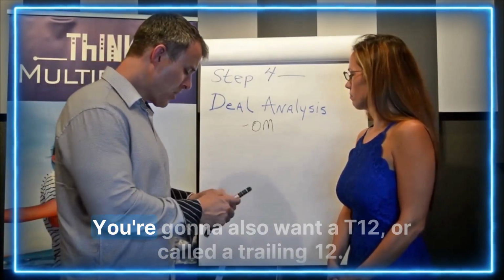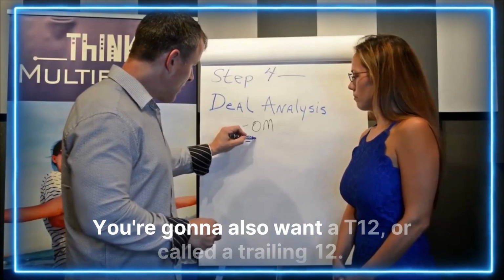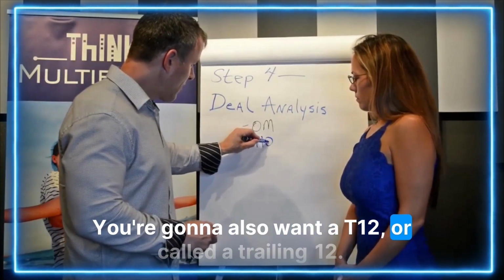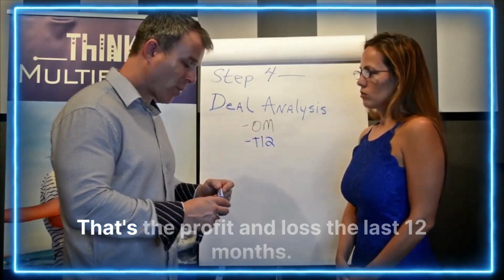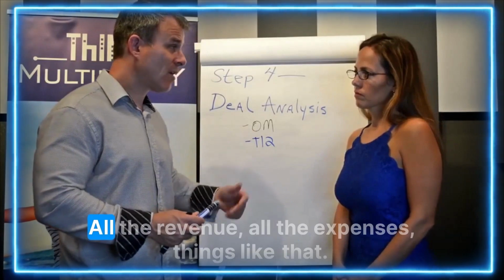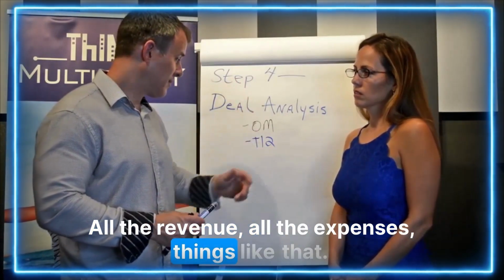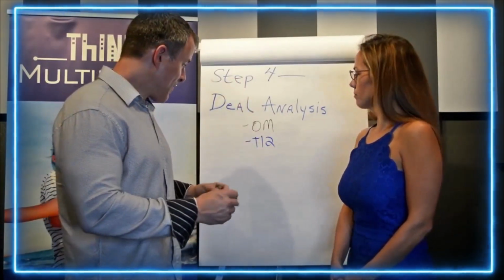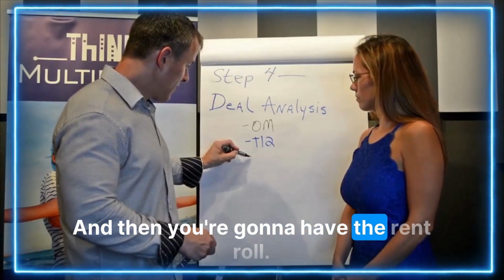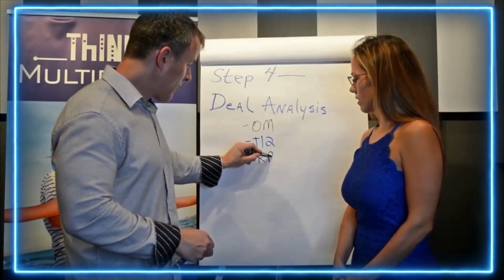You're also going to want a T12, or the trailing 12. That's the profit and loss for the last 12 months. All the revenue, all the expenses, things like that. And then you're going to have the rent roll.